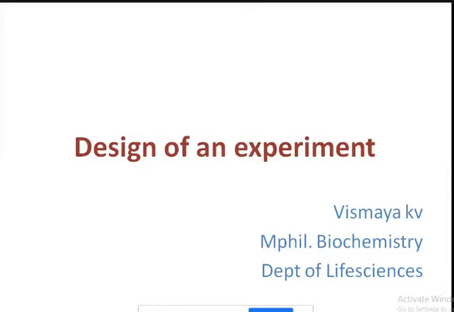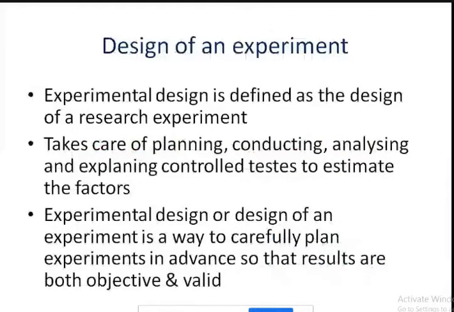Design of an experiment is defined as the design of a research experiment. It takes care of planning, conducting, analyzing, and explaining controlled tests to estimate the factors. Experimental design or design of an experiment, both terms can be used interchangeably, is a way to carefully plan experiments in advance so that results are both objective and valid.